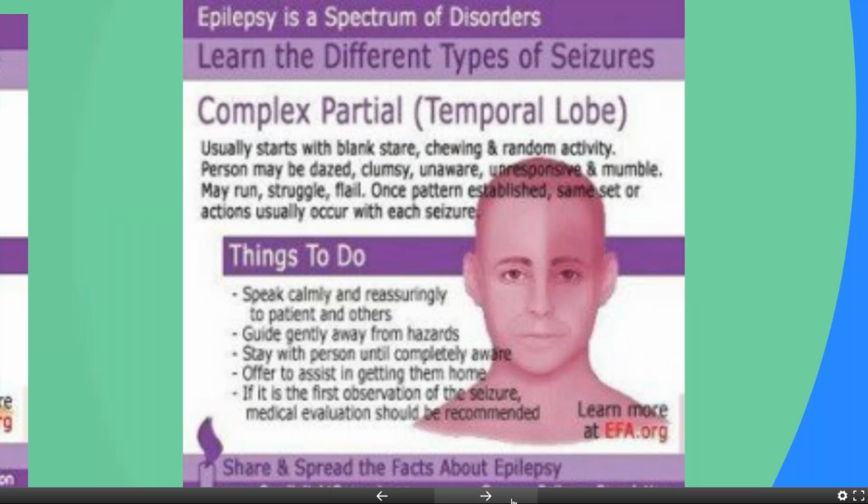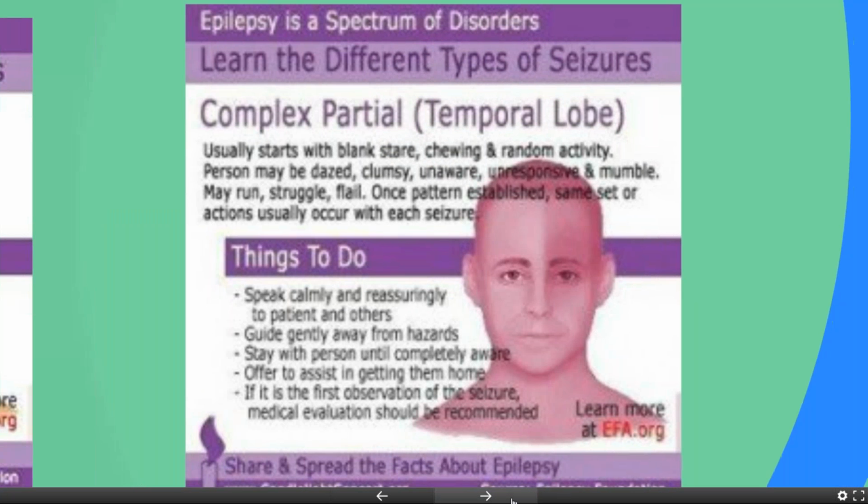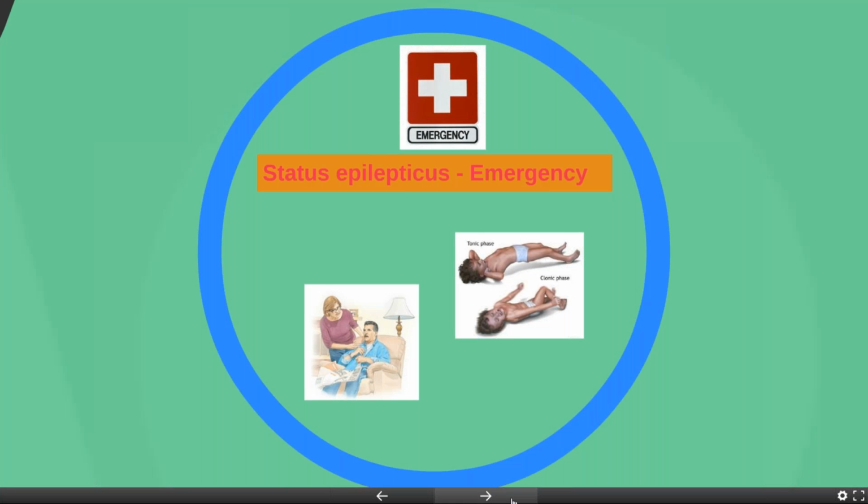And then you have a complex partial, which involves the temporal lobe. That usually starts with a blank stare and some other random activity or movement. They might appear dazed or clumsy, unaware, unresponsive. They can run around, struggle or flail, and it can have a range of different presentations.